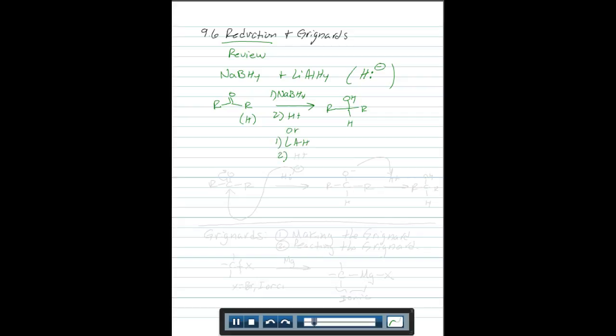Remember, LAH was much stronger. But for ketones and aldehydes, you can add either one. Sodium borohydride is the preferred one because it's safer to use. So that's why people prefer to use that one. So this is a review.